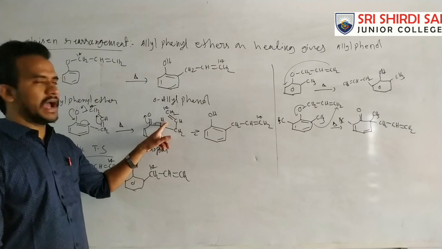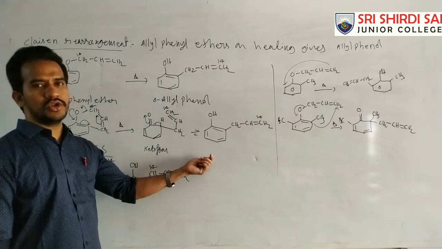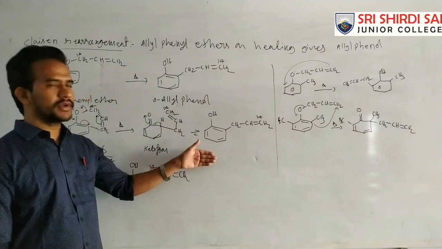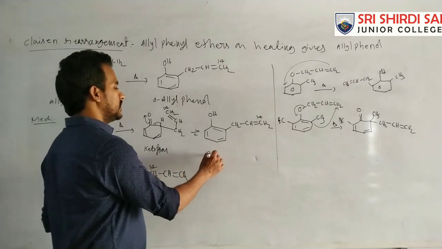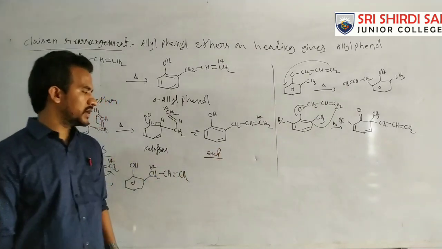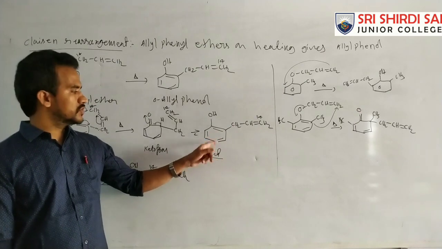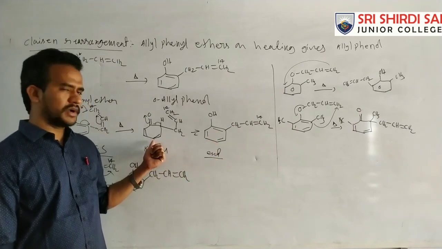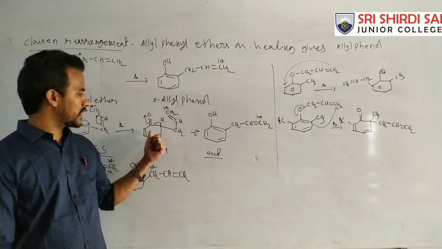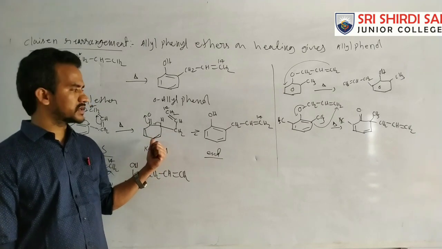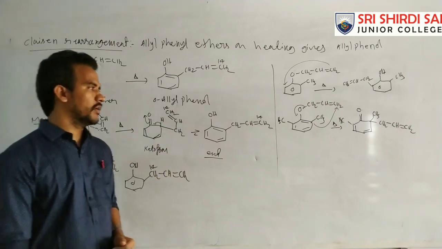Now here there is a hydrogen, so the keto form can be converted into the enol form, and this enol is nothing but phenol. It has an aromatic ring, benzene, so it is more stable. The keto form is not a benzene ring, it is not aromatic in nature, so it is less stable. So it is readily converted to this enol form.